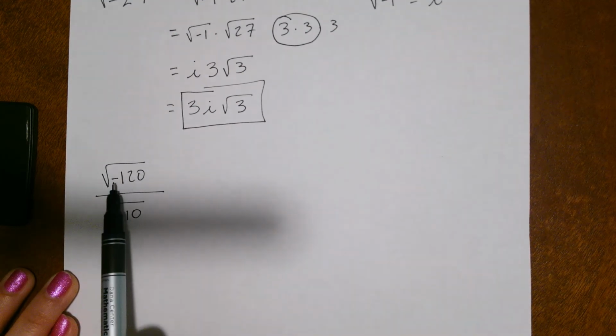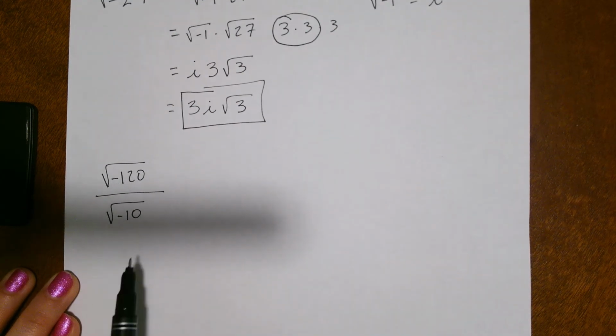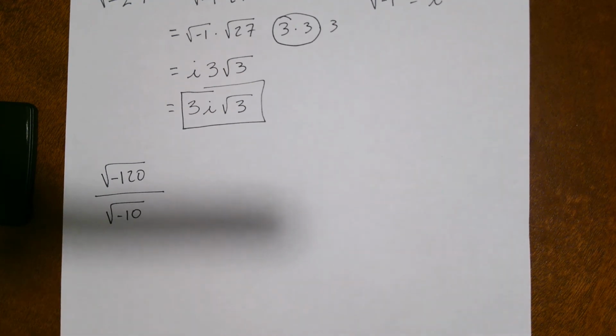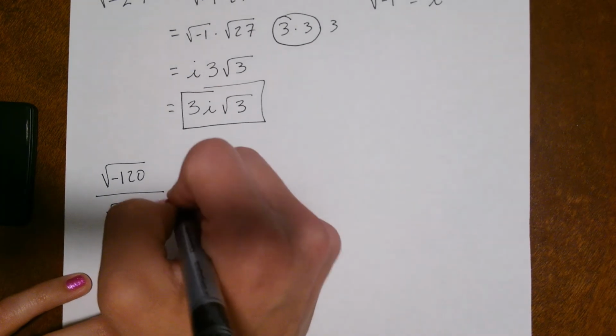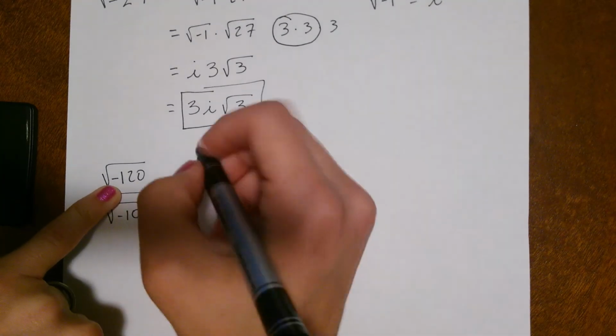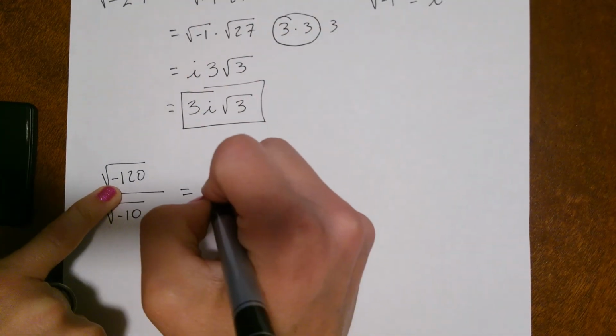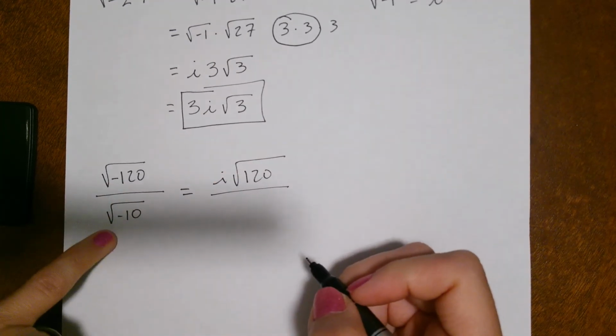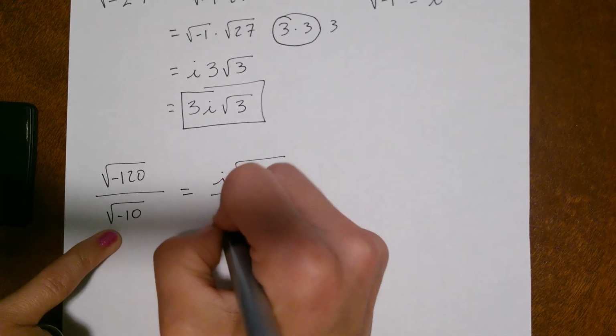When we're dealing with imaginary numbers, though, we want to write them in terms of i first, because we're not exactly sure how the i's are going to interact, and I'll show you what I mean by that in just a second. So I'm going to write these in terms of i. Since this is negative, I can go through the long process or just know that the negative comes out as an i. And same thing in the bottom.